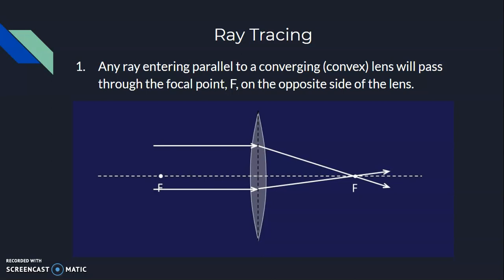There are 5 rules of ray tracing that will allow you to determine what an image will look like. First, when using a convex lens, any ray entering parallel to the surface of the lens will pass through the focal point on the opposite side of the lens. Therefore, we can use a ruler to draw a straight line from the object to the lens and another straight line from the lens to the focal point.